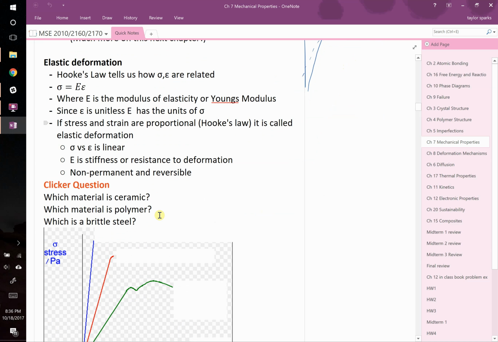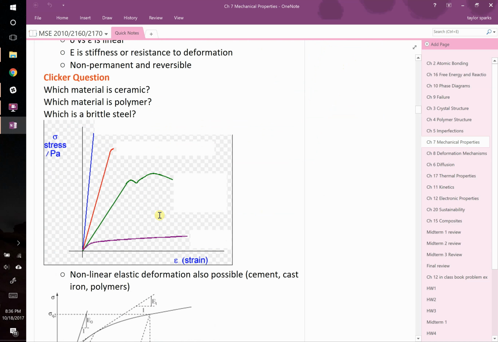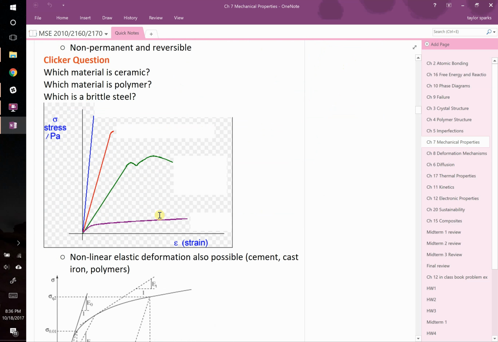Okay, so when you plot stress versus strain, which is the typical way of showing these materials, you'll usually have straight lines. They don't have to be, but they're often straight lines with different slopes. These correspond to different materials. So you might ask yourselves, which one of these materials is the ceramic, which one is the polymer, and which one is the brittle steel in this case.